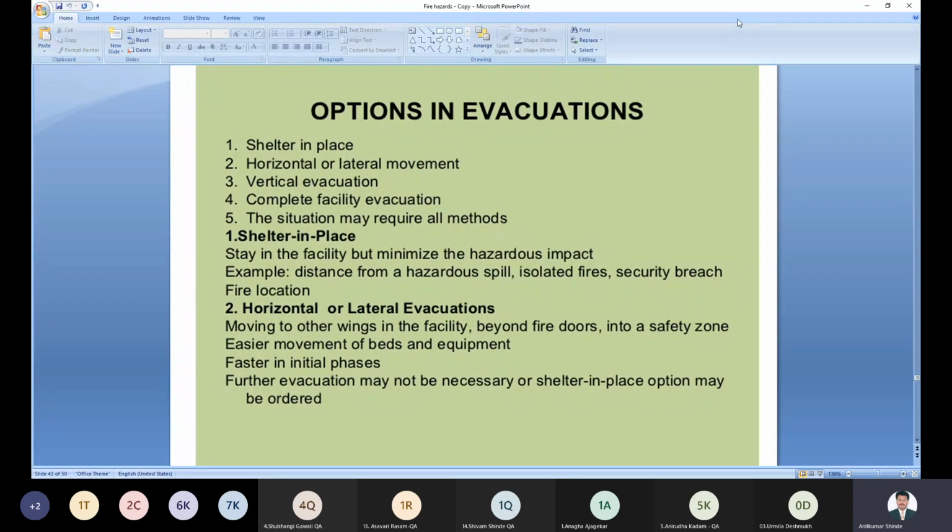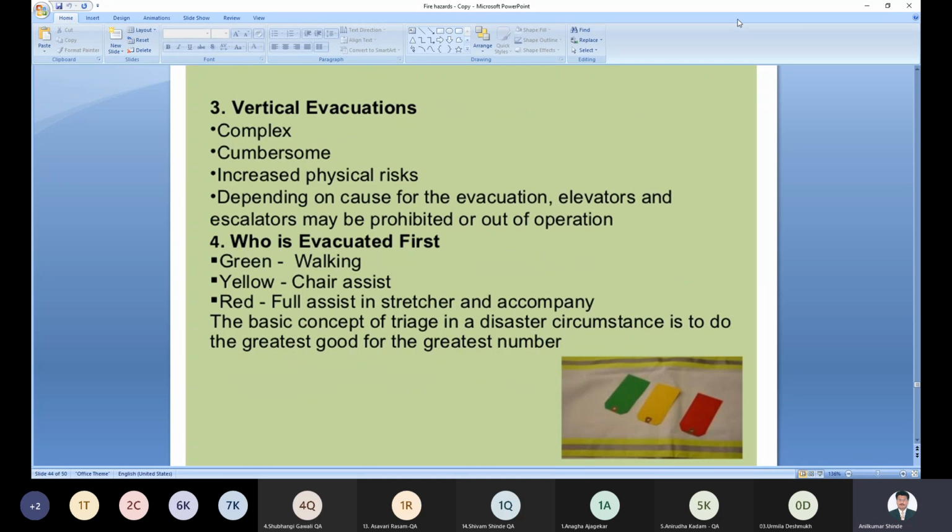Then options in evacuation: shelter in place, horizontal or lateral movement, and vertical evacuation. Horizontal or lateral movement means easier movement of beds and equipment, and it is faster in the initial stage. These are the different evacuation options. Then who is evacuated first? This is also very important.